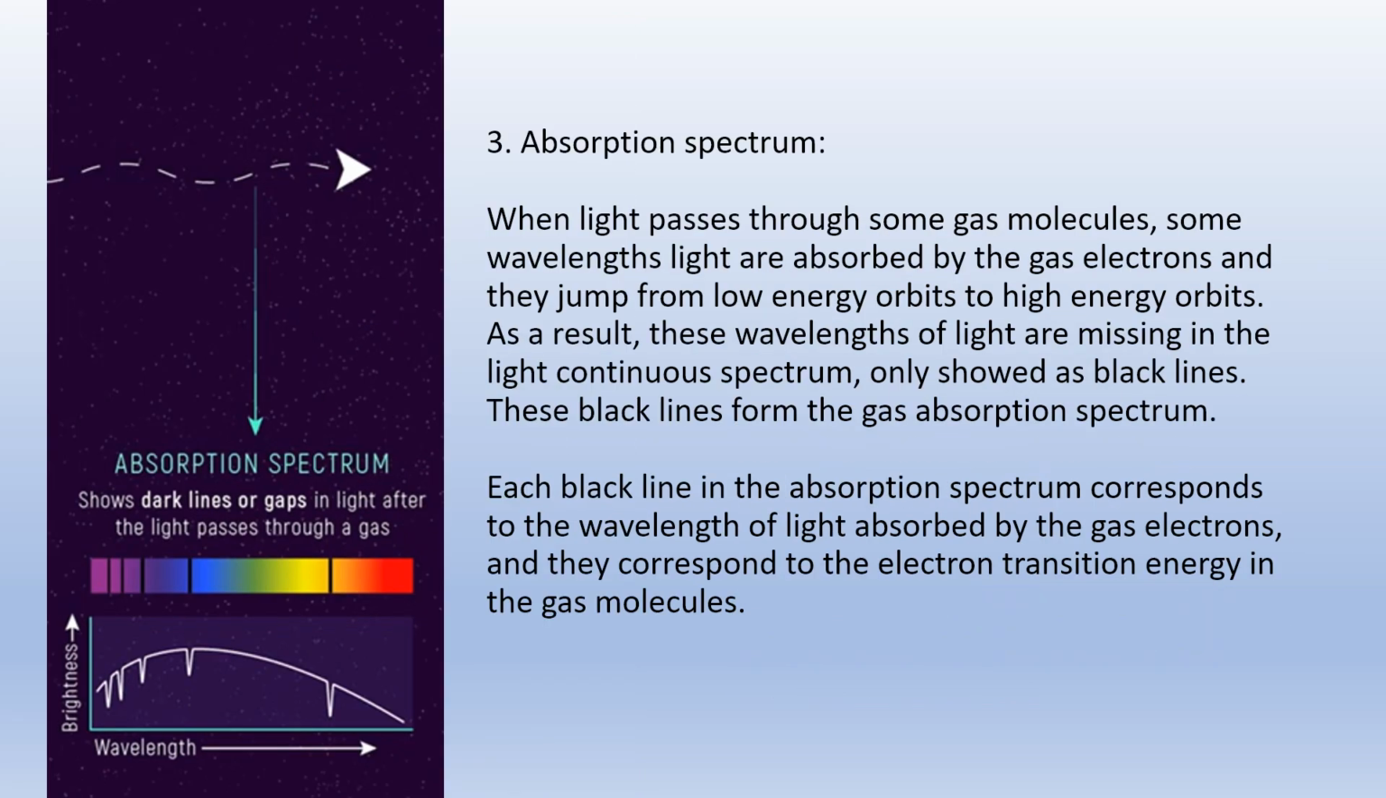3. The absorption spectrum. When light passes through some gas molecules, some wavelengths of light are absorbed by the gas electrons, and they jump from low energy orbits to high energy orbits. As a result, these wavelengths of light are missing in the continuous spectrum, only showing as black lines. These black lines form the gas absorption spectrum. Each black line in the absorption spectrum corresponds to the wavelength of light absorbed by the gas electrons, and corresponds to the electron transition energy in the gas molecules.